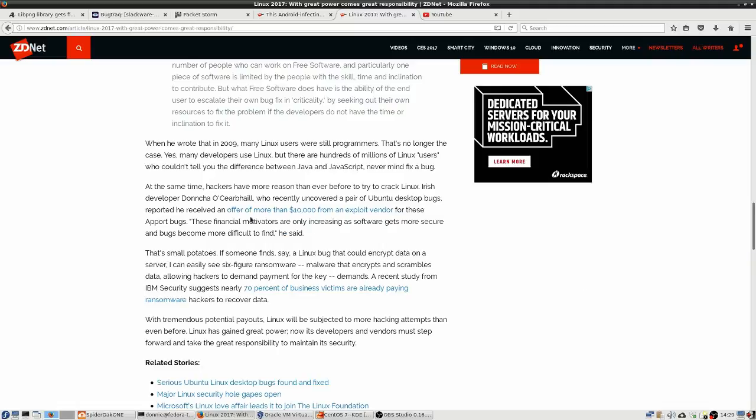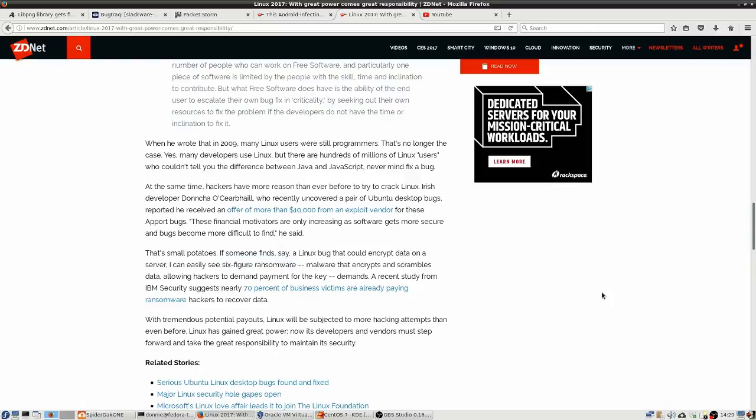So this guy here, an Irish developer, recently uncovered a pair of Ubuntu desktop bugs, and he reported that he received an offer of more than $10,000 from an exploit vendor for these Apport bugs. And these financial motivators are only increasing as software gets more secure and bugs become more difficult to find. And here he's saying it's actually small potatoes, because for a Linux bug that could encrypt data on a server, you could possibly see a six-figure ransomware price.